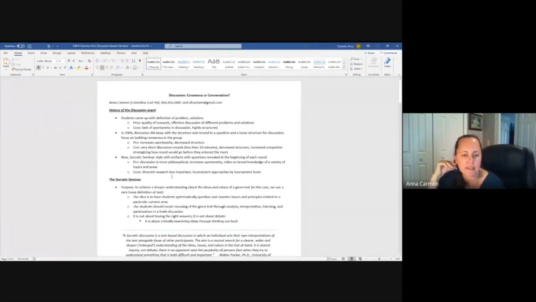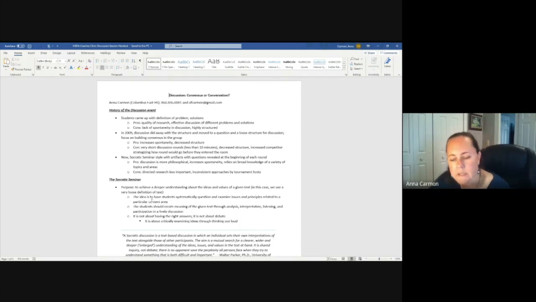But discussion was initially based on almost a policy debate round, using questions of policy where students were defining problems and solutions, looking particularly at the quality of research. But at that time, discussion was highly structured. People were coming in with pre-prepared speeches. It wasn't actually a discussion as much as it was who could give the most pre-prepared speeches and make it look like it made sense.